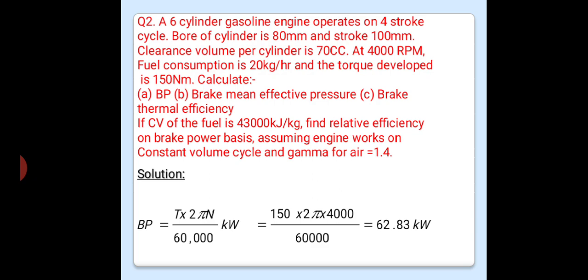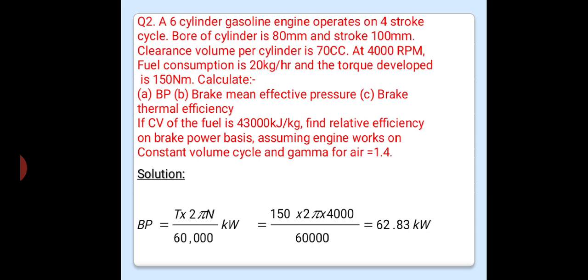Find relative efficiency on brake power basis. Assuming the engine works on a constant volume cycle, gamma for air is 1.4. Now in this problem we have to calculate brake power, brake mean effective pressure, brake thermal efficiency and relative efficiency. First we are going to calculate the brake power.